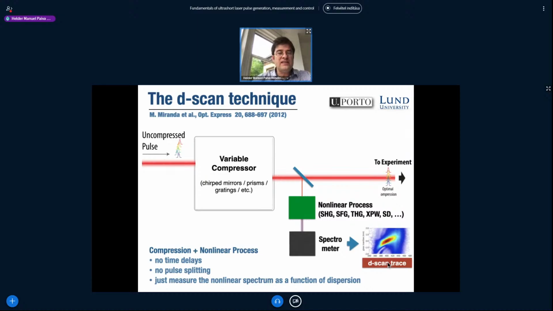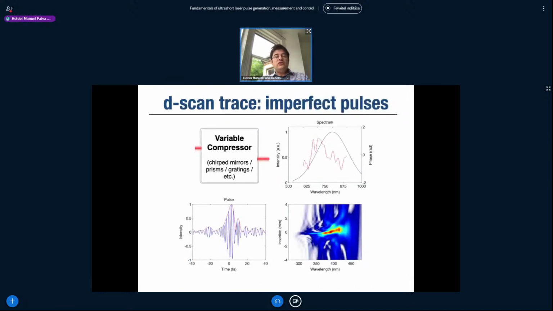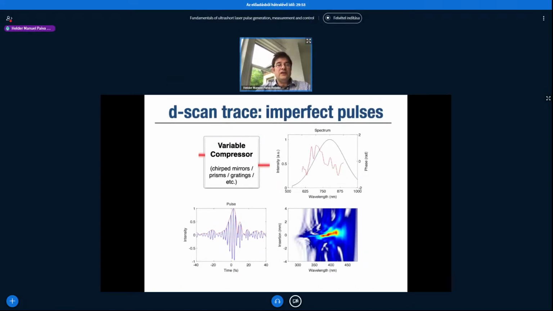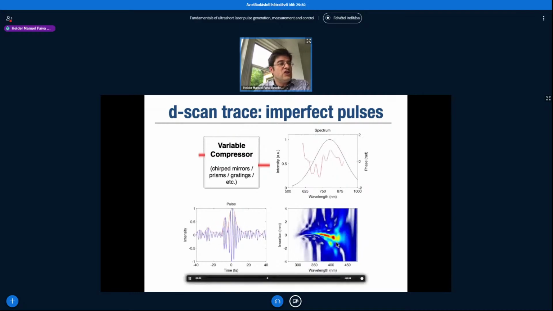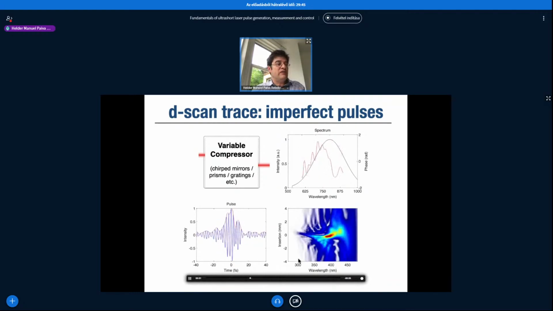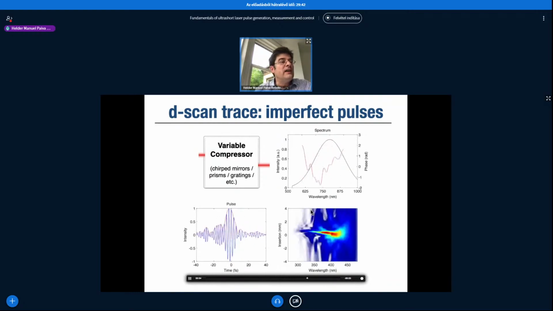So compared to the techniques I just showed you, this is very simple because there are no time delays. I am not splitting the pulse. I'm just measuring a nonlinear signal as a function of dispersion, and furthermore, using a compressor that I would need anyway. So just to show you that this method is very sensitive, this is an animation that shows you what a d-scan trace, so this measurement of the spectrum of a nonlinear signal as a function of dispersion, would look like if the pulse had a very nice spectrum, which is a Gaussian spectrum, but had a bit of a crazy phase.